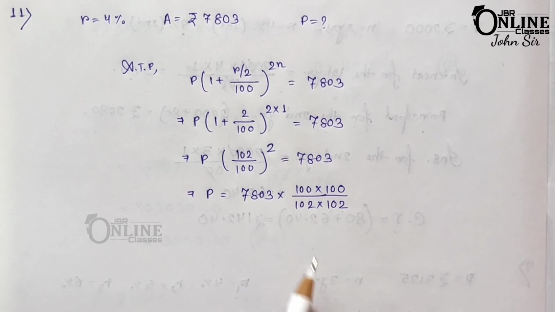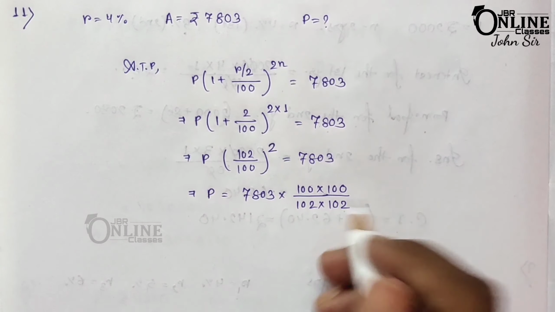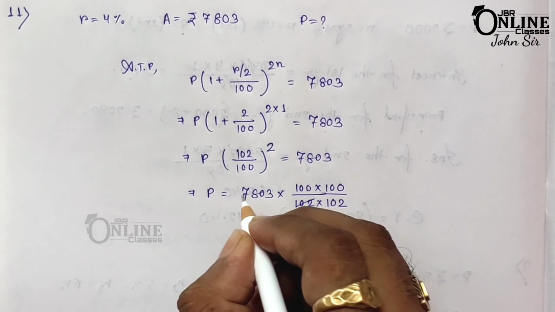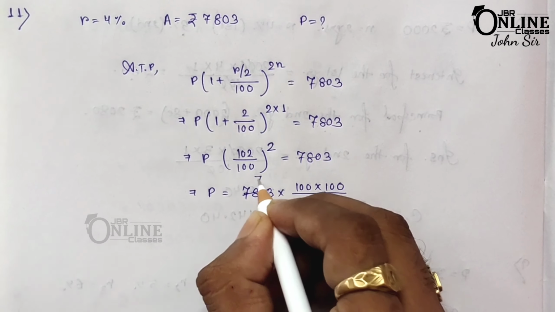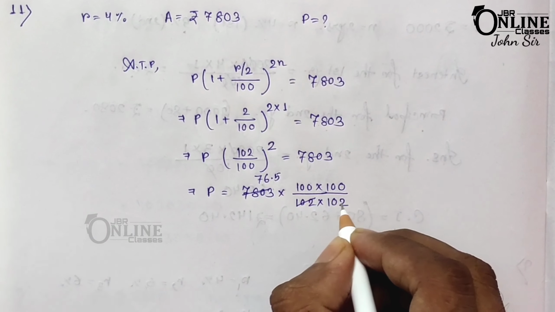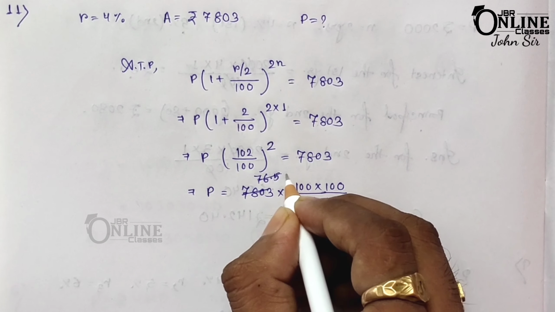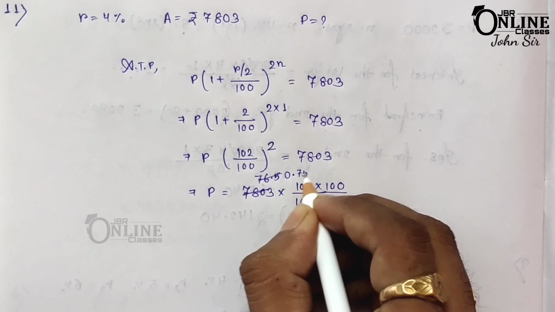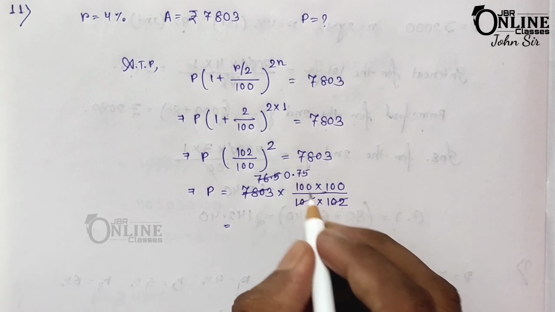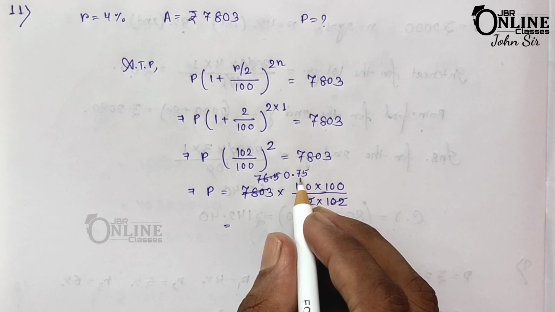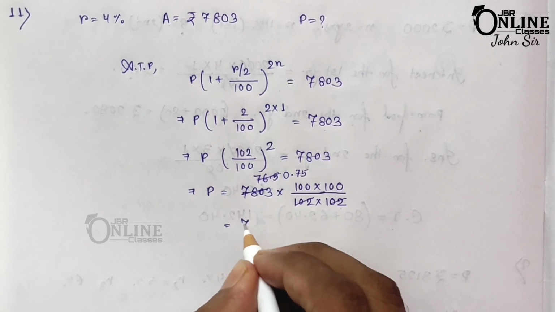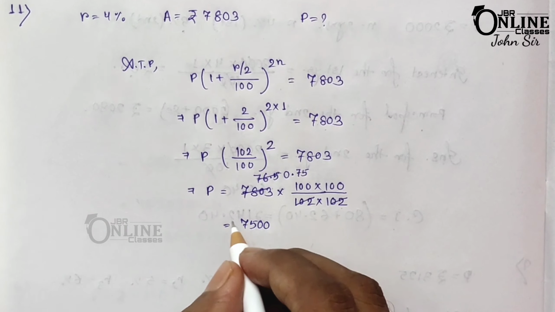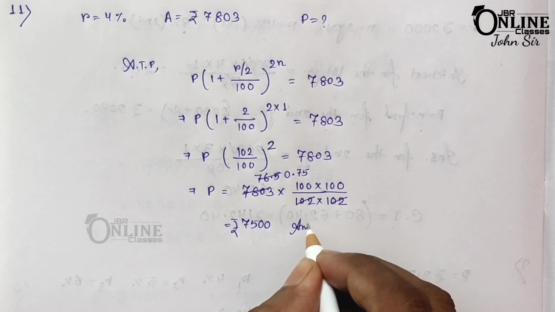Now you have to divide this and calculate your answer. First 102 cancels out with this one, you will get 76.5, then again 102 cancels out with this one, it becomes 0.75. Now 0.75 into 100 becomes 75, and 75 into 100 becomes 7500. So 7500 is your answer.